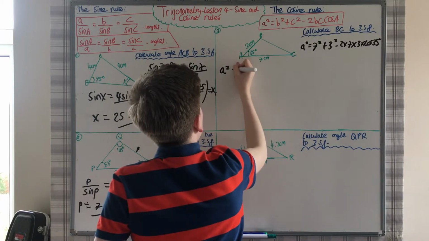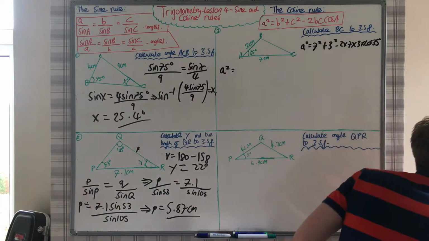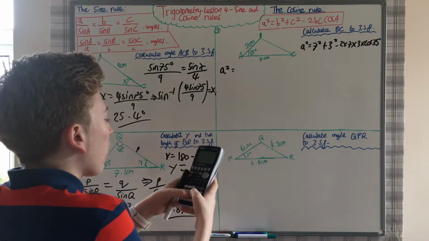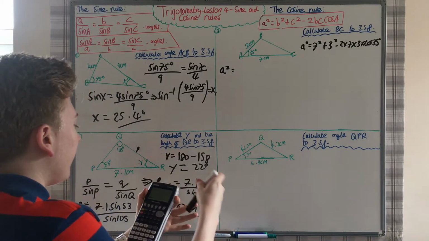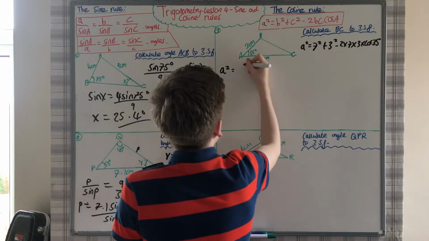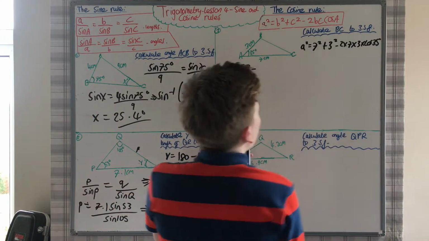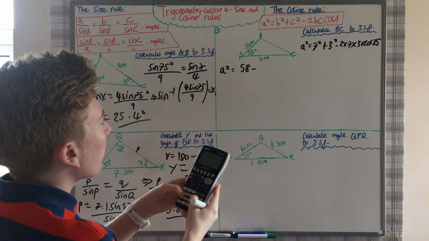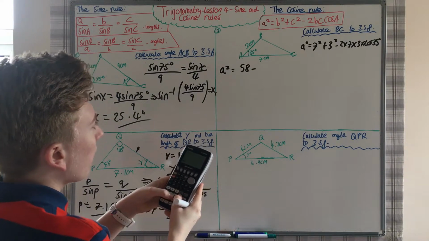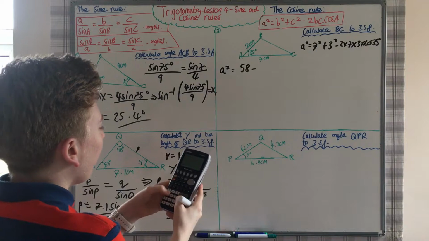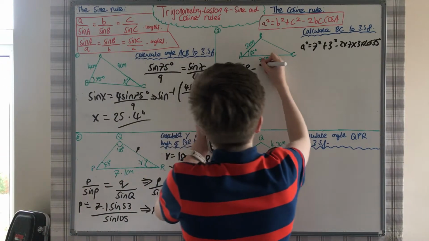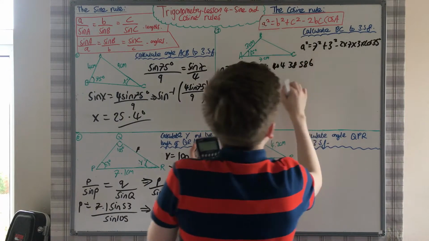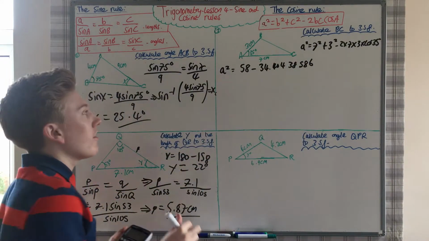So a squared is equal to, now what I would do here is I wouldn't try and type this in all in one go because you're likely to make a mistake. So if you type in 7 squared plus 3 squared first, which is 58, so a squared equals 58 minus this whole thing, which is 2 times 7 times 3 times the cosine of 35 degrees, which gives us 34.4043886. And remember, don't round this because you will lose accuracy in your final answer.